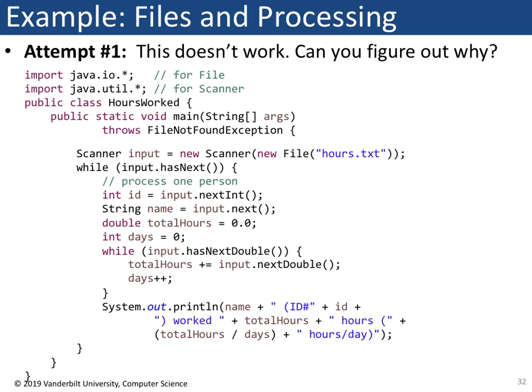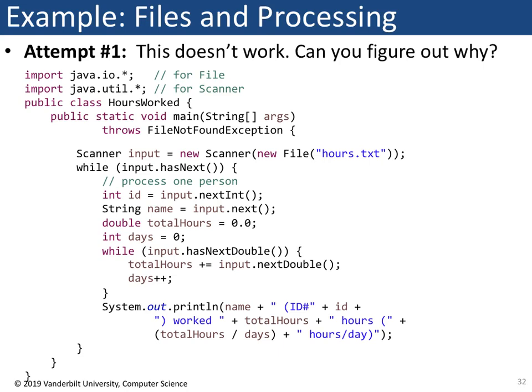And for each person, we read in their ID, their name. We said we couldn't do it formulaically like this, but let's see if it works. Then we create the variables total hours and days, and we have a nested while loop. We're going to read in all the doubles. So while there's another double to read, we're going to keep reading doubles.